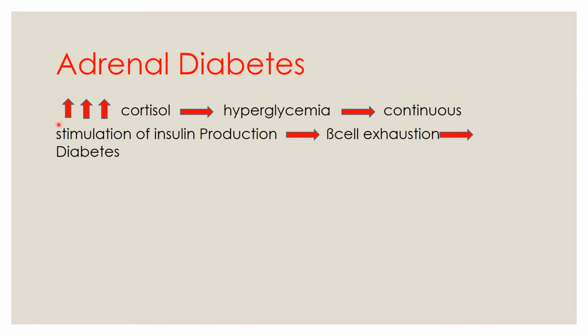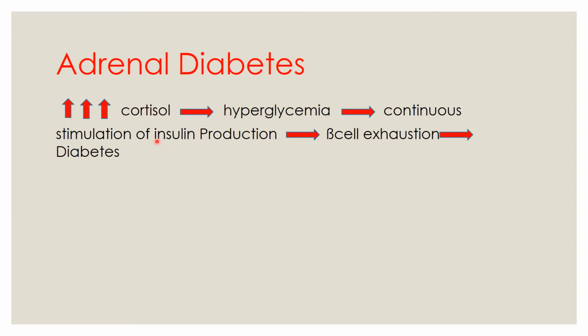What is adrenal diabetes? If there is any pathological condition that causes an increase in cortisol level, this will cause hyperglycemia, an increase in blood glucose level, because of the mechanisms we just talked about in the previous slide. An increase in blood glucose level is one of the strong stimuli for the beta cells to secrete insulin. So if there is an increase in blood glucose level, there will be a stimulation of beta cells to secrete insulin. However, the insulin here will not be able to correct the condition.